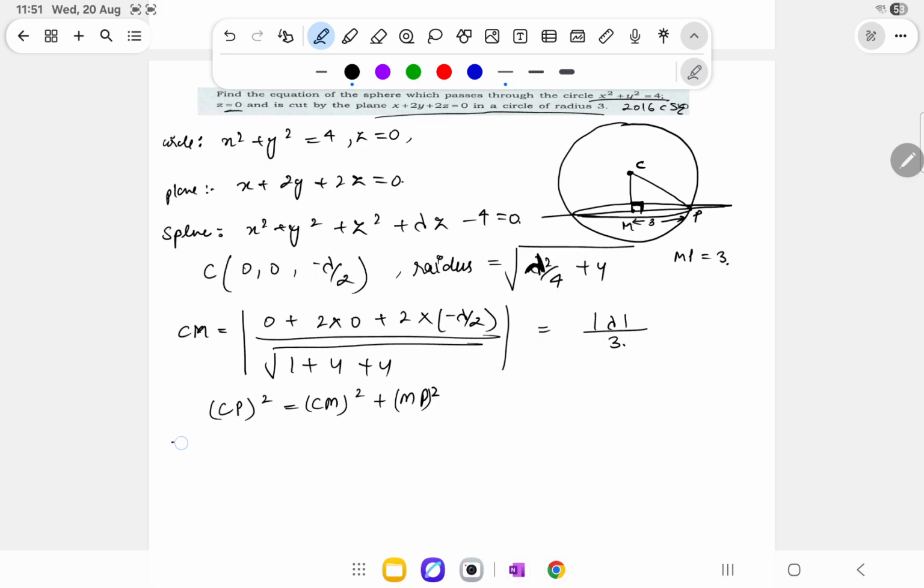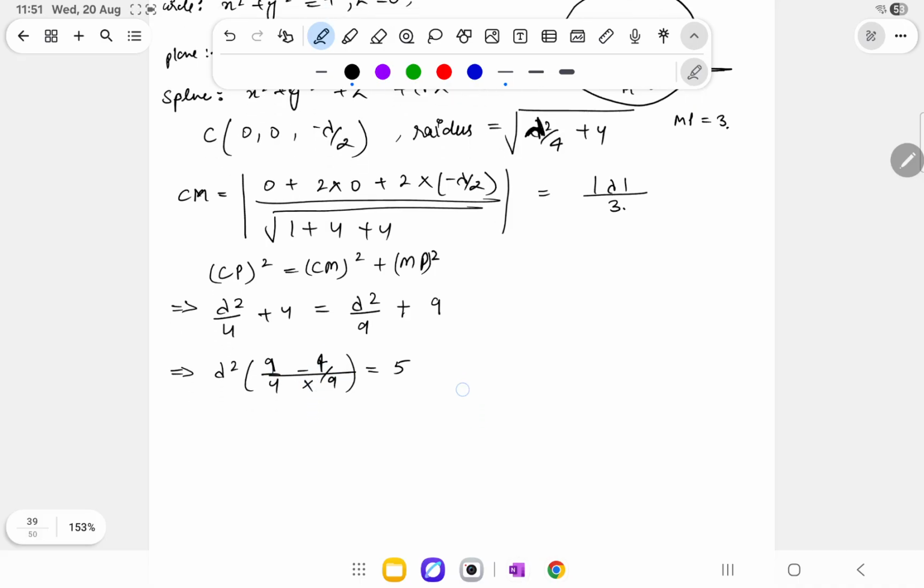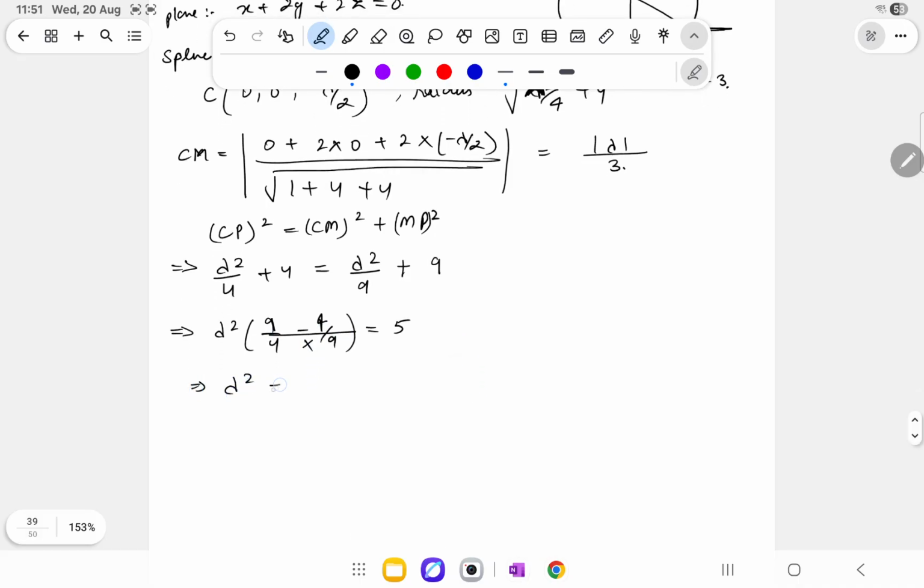If I substitute these values, CP is the radius, so radius square is lambda square by 4 plus 4, CM square is lambda square by 9, and MP is 3, so 3 square is 9. If I simplify it, I'll get lambda square into 1 by 4 minus 1 by 9 equals 5, which is 9 minus 4. From here I got lambda square as 36, so my lambda is plus minus 6.